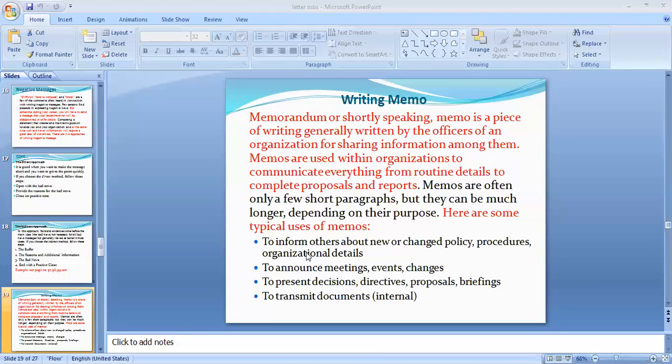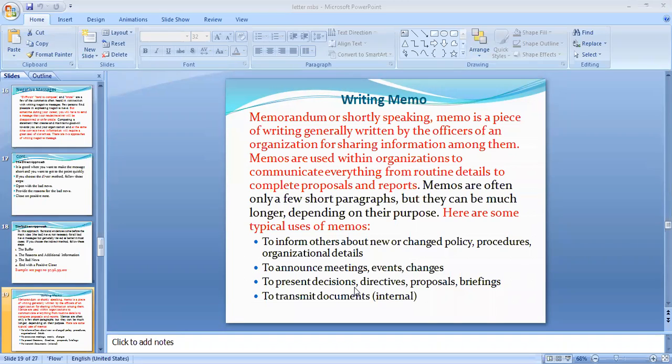Look at this. To inform others about new or changed policy, procedures. Accept him. Yeah, I have already accepted him. Madhu was there. I have accepted him. Okay. Then, to inform others about new changes, policy, procedures, organizational details.